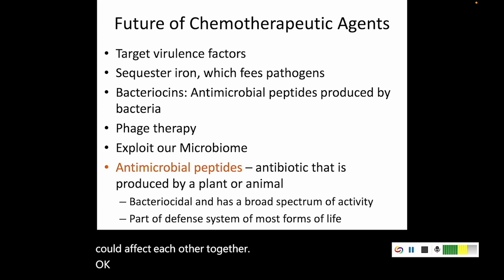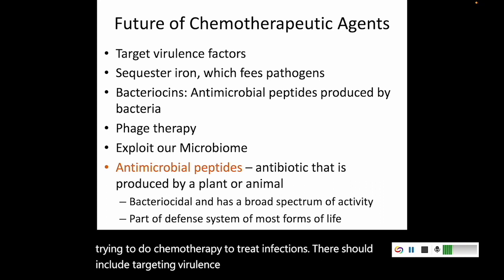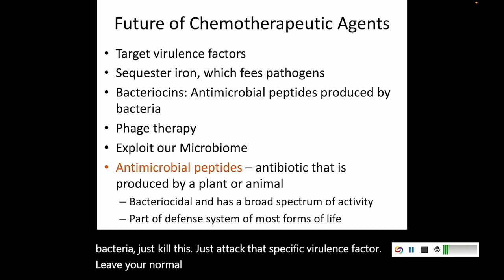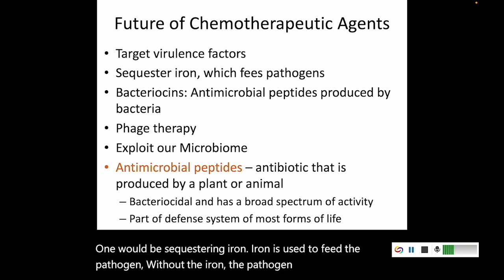Okay, in the future, we have future ways that we are going to be trying to do chemotherapy to treat infections. Those would include targeting virulence factors. So instead of just killing the bacteria, just attack that specific virulence factor. Leave your normal microbiome alone. One would be sequestering iron. Iron is used to feed the pathogen. Without the iron, the pathogen doesn't grow.